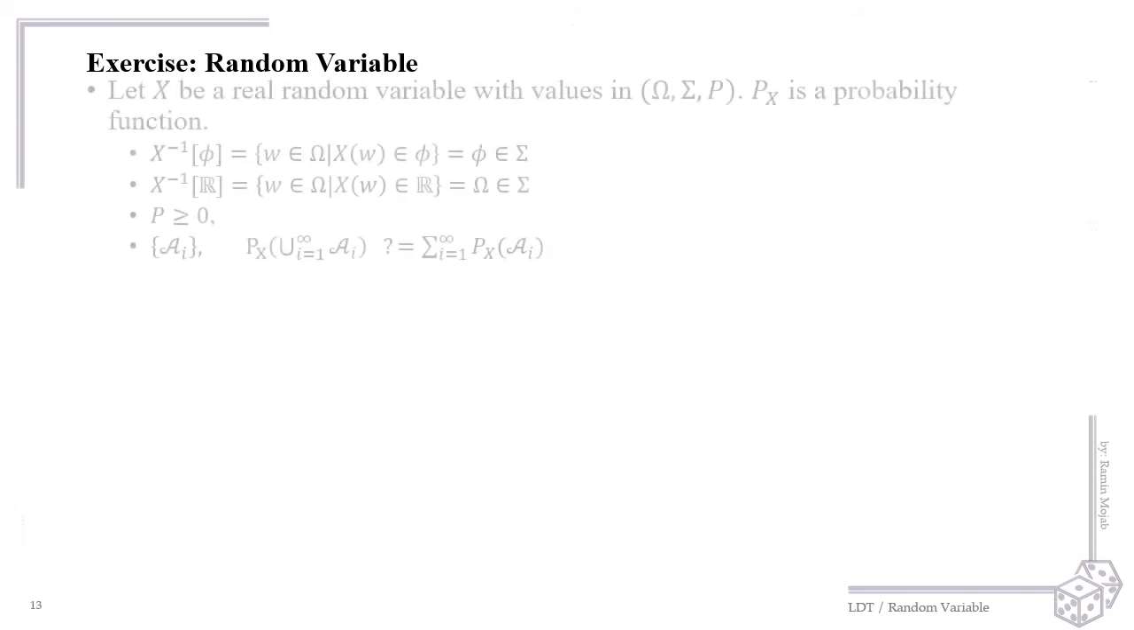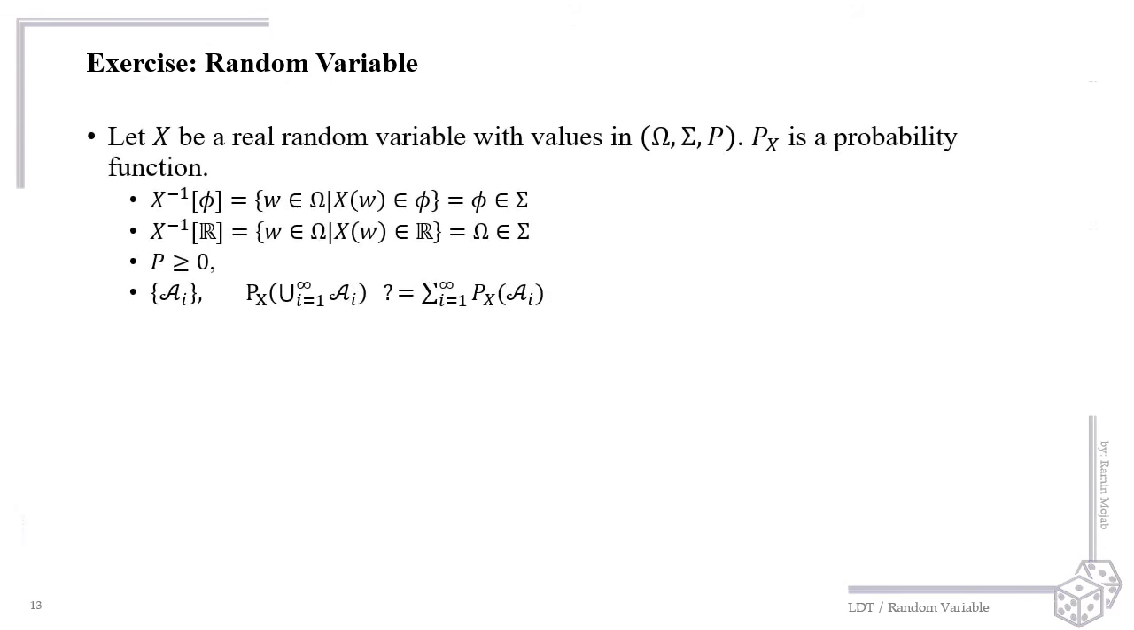There is an exercise here. Let X be a real random variable with values in this probability space. This means that X is sigma measurable. We want you to show that P sub X, the distribution function, is actually a probability function.